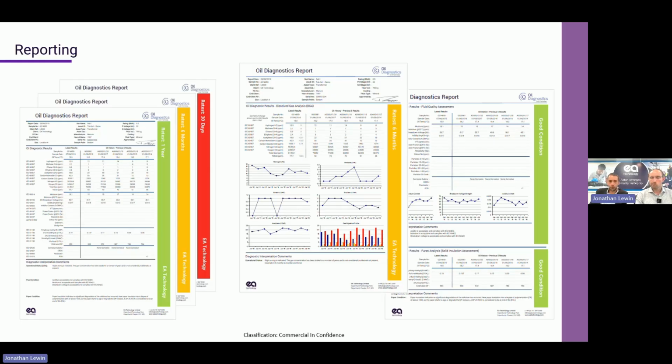When it comes to reporting, it's important that those reports are clear and concise and give accurate recommendations to asset managers that have to decide next steps on that asset. So that should detail asset information, the oil results, the history, comments, and the statuses on those.